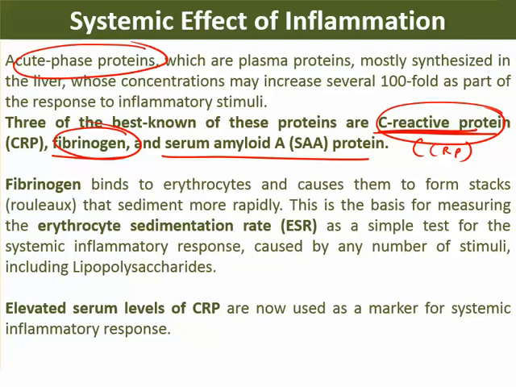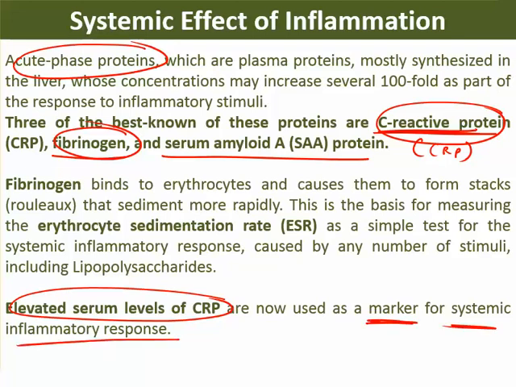For example, Milad is having fever. I take a blood sample. In the blood, we measure directly how much CRP is there. If it is increased, then she is having severe inflammation. So we directly measure the CRP. If it is increased, it is a marker for systemic inflammation. It is a marker of systemic inflammatory response.